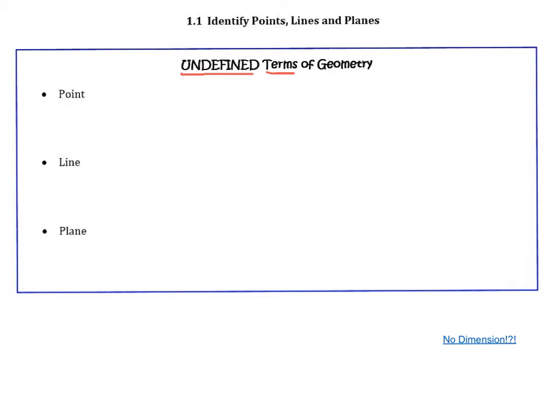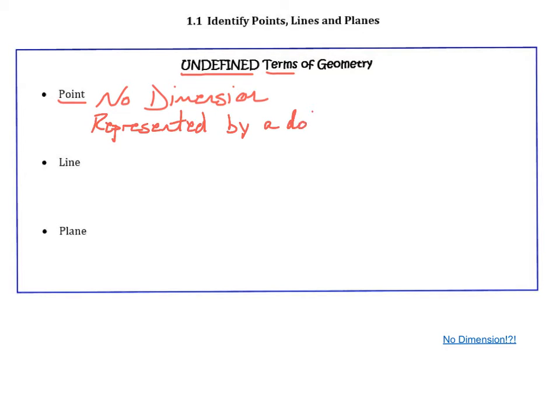Our first is simply a point. What you need to know about a point is that it has no dimension, and by that I mean no length, no width, no height. Next thing you need to know about a point is that it's represented by a dot. So for example, these bullet points on the left would be considered points.